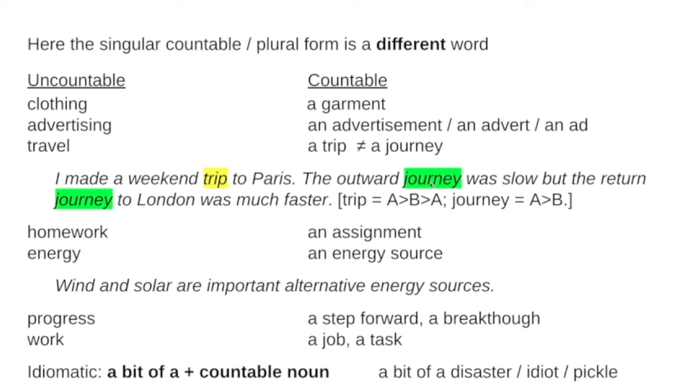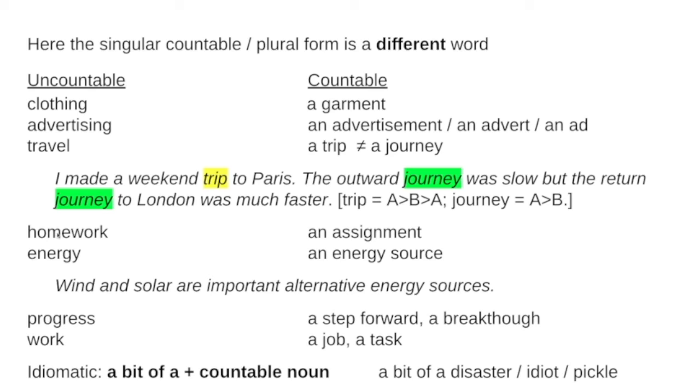A journey is you start in one place and you finish in a different place. So where you finish is different from where you start. So my example here, I made a weekend trip to Paris. The outward journey, this is the part from London to Paris, was slow, but the return journey to London from Paris to London was faster.